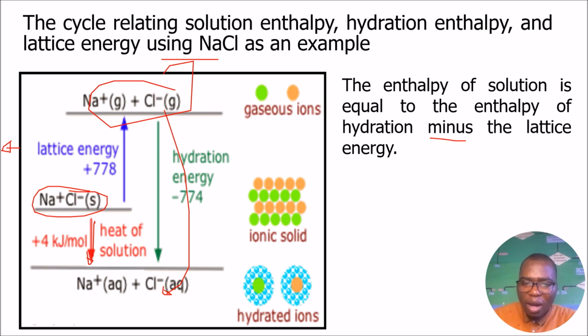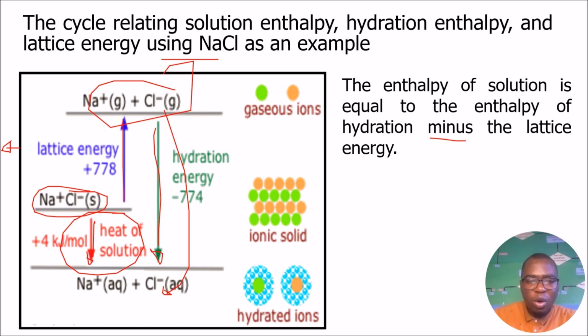Now, why are we saying the enthalpy of solution is equal to the enthalpy of hydration minus the lattice energy? Look at the arrows here, the way they are facing. Lattice energy and hydration energy are in opposite directions. So somehow the lattice energy and the hydration energy have to give us the relationship with the enthalpy of solution.